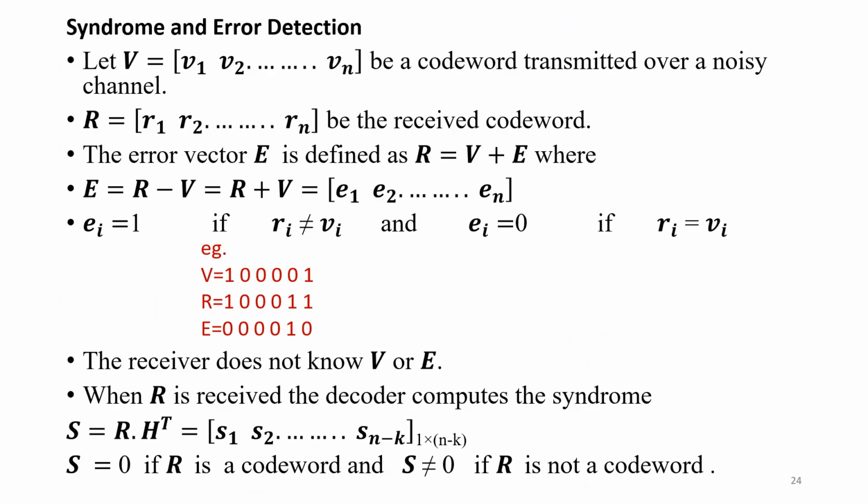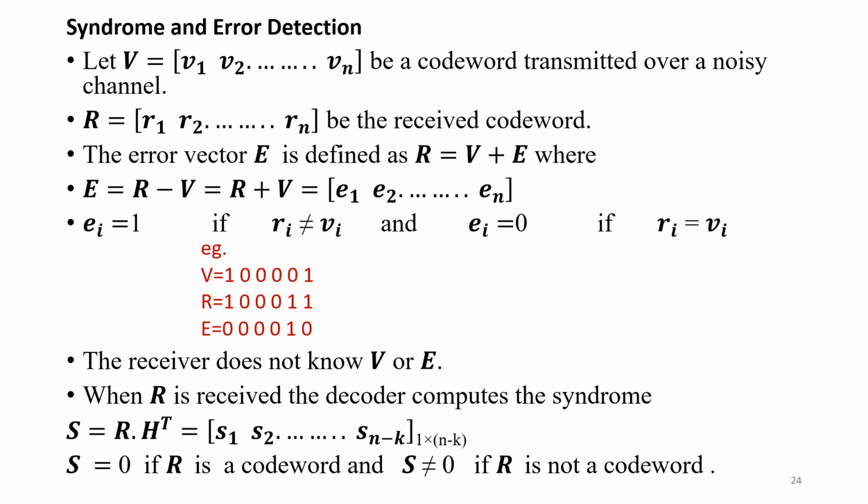Syndrome and error detection. Let V equal to V1, V2, up to Vn be a code word transmitted over a noisy channel, and R equal to R1, R2, up to Rn be the received word. The error vector E is defined as R equal to V plus E, where E equals R minus V or R plus V, and this is equal to E1, E2 up to En. Ei equals 1 if Ri is not equal to Vi, and Ei equals 0 if Ri equals Vi.